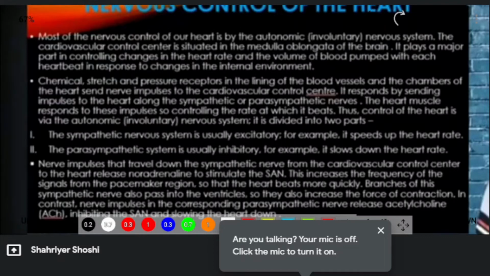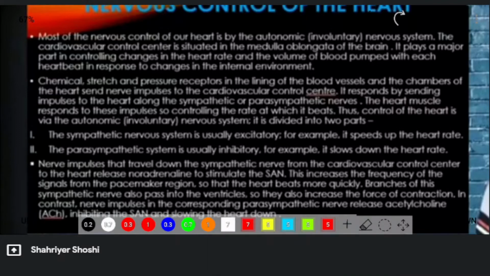That means we have these two systems, sympathetic and parasympathetic. Sympathetic increases the heart rate and parasympathetic is responsible for decreasing the heart rate. As I told you about the example of exercise, after some time the heart rate decreases. That is done by the parasympathetic nerves or the parasympathetic system.